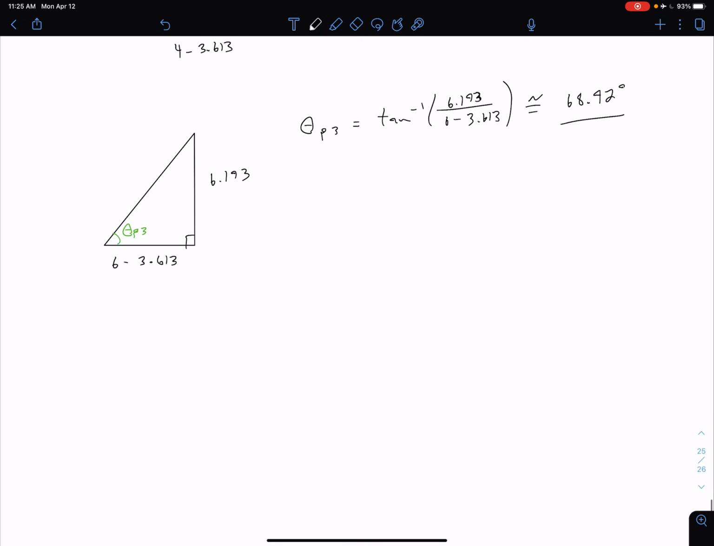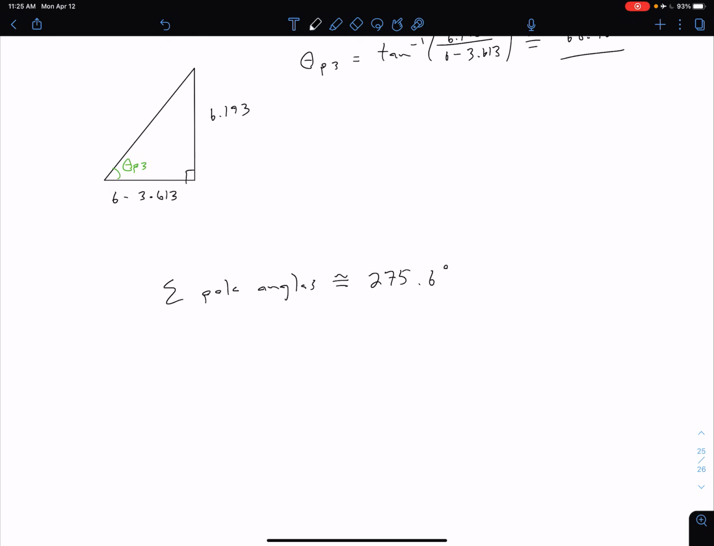So we want to sum all of those up. The sum of our pole angles, if you add all of those up, ends up being approximately 275.6 degrees. Remember, for our desired point to be on the root locus, we need the sum of our zero angles, where we're going to add one zero, so theta sub zc, plus the sum of our pole angles.